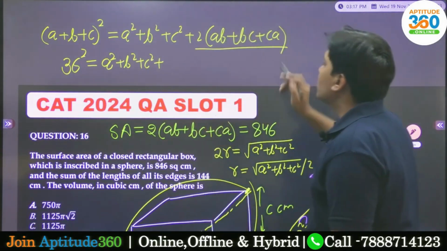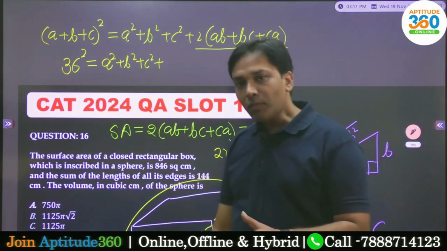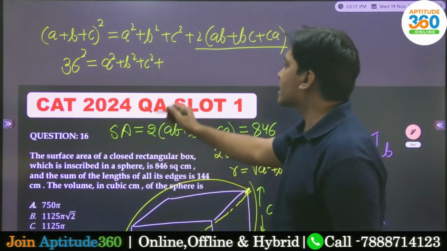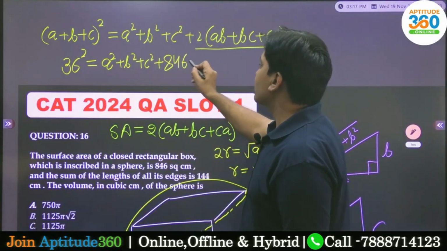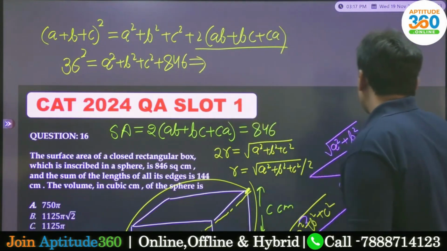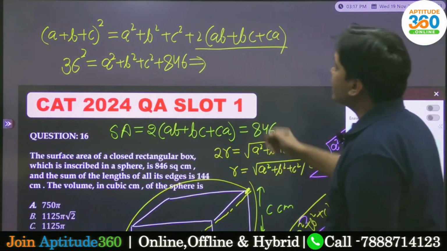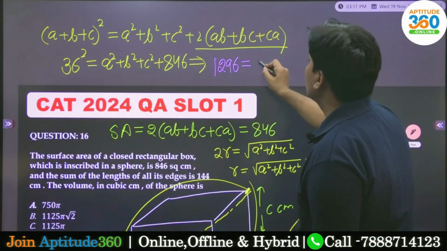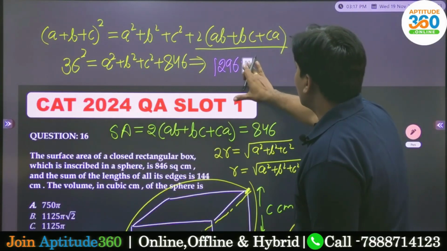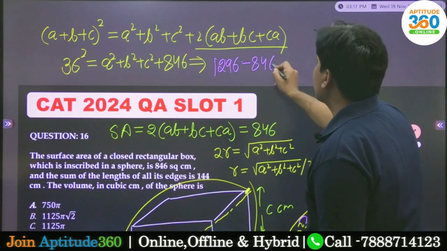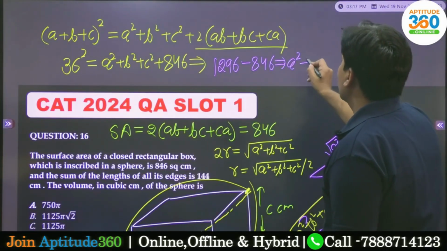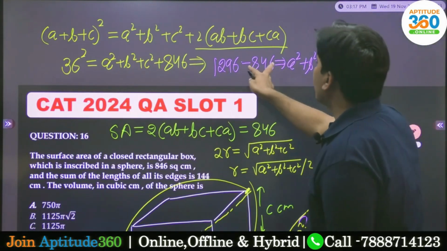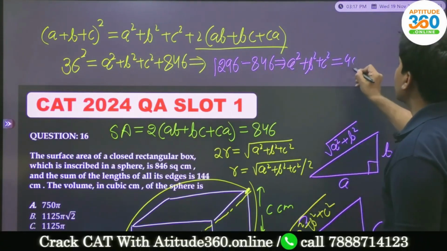And then a square plus b square plus c square. And this value is nothing but the surface area of this rectangular solid, which is given to us in the problem as 846. What is 36 square? 36 square is 1296. So 1296 minus 846 is equal to a square plus b square plus c square. And if you do that, it is coming out as 450.